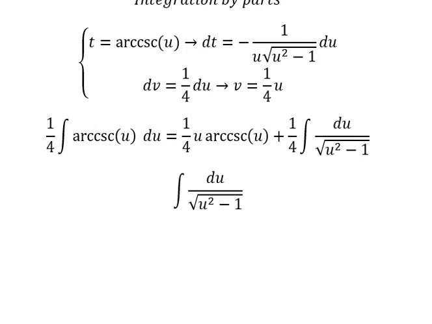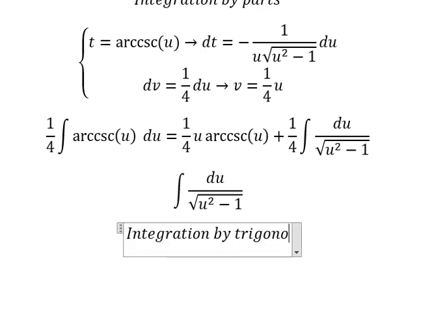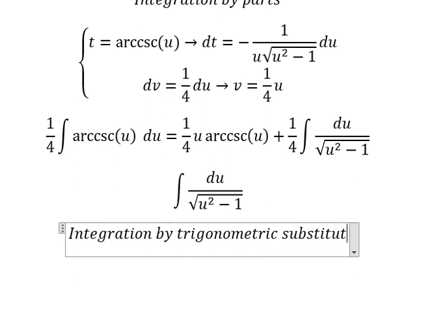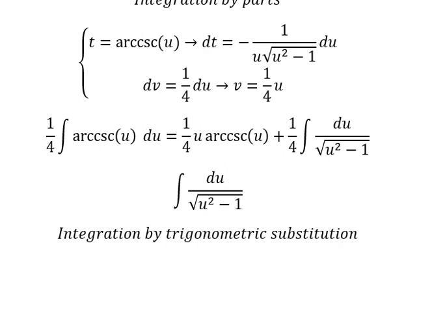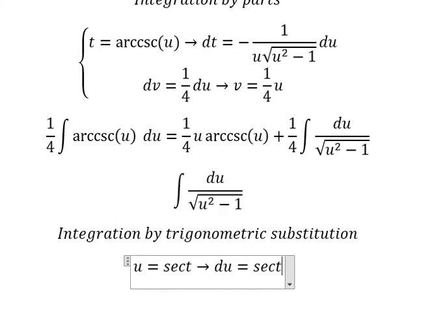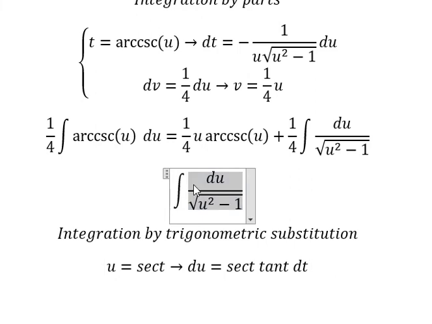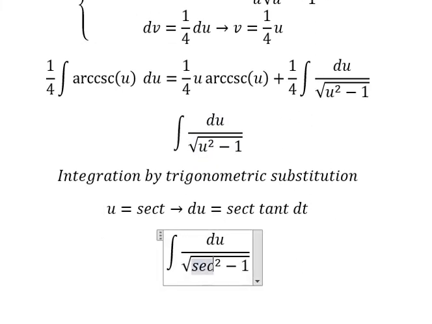So we need to use integration by trigonometric substitution. So I will put u equal to secant of t, because if we put this one, you get tan t squared, and later we simplify the square root and du. You get secant of t tan t dt. So u we change by secant of t, du we change by this one.